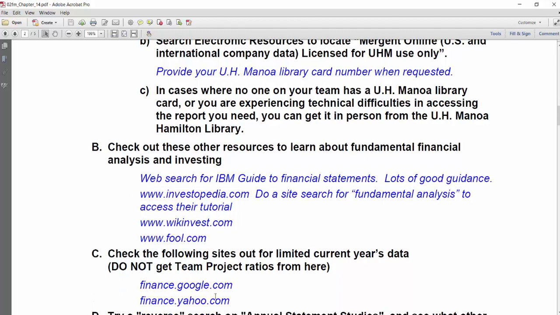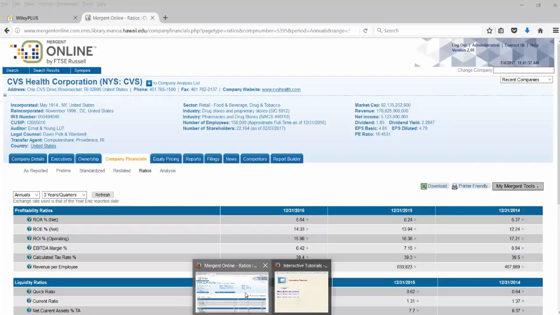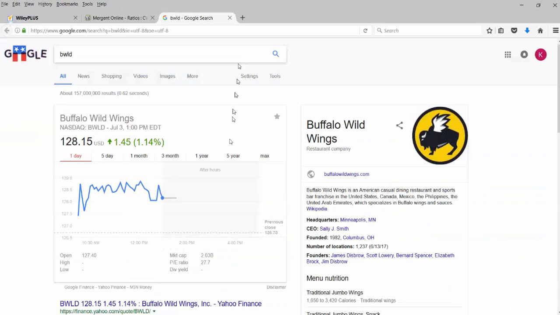You can also go to finance.google.com or finance.yahoo.com. Both of those will get you into information about a company's stock. However, you have to keep in mind that if you're looking at google.com or yahoo.com for your company, and we want to find out about how they operate and what's their latest performance like, notice this information is really up to date. So that means that because we're looking at our companies as of, for example, December 31st, 2016, this information is beyond the time period where we're actually analyzing.